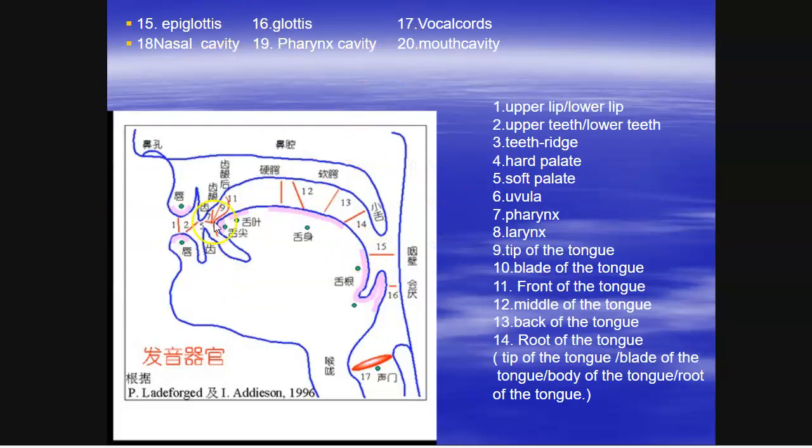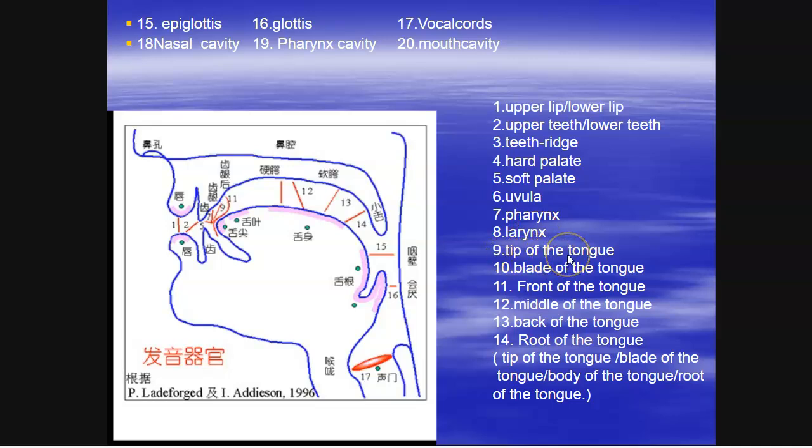So, in this photo you can see that the first is the upper lip and the lower lip, then the upper teeth, lower teeth, and the teeth ridge. That's the third one. The fourth one is the hard palate, the fifth one is the soft palate, the sixth one is the velum, then the pharynx and the larynx, the eighth one.